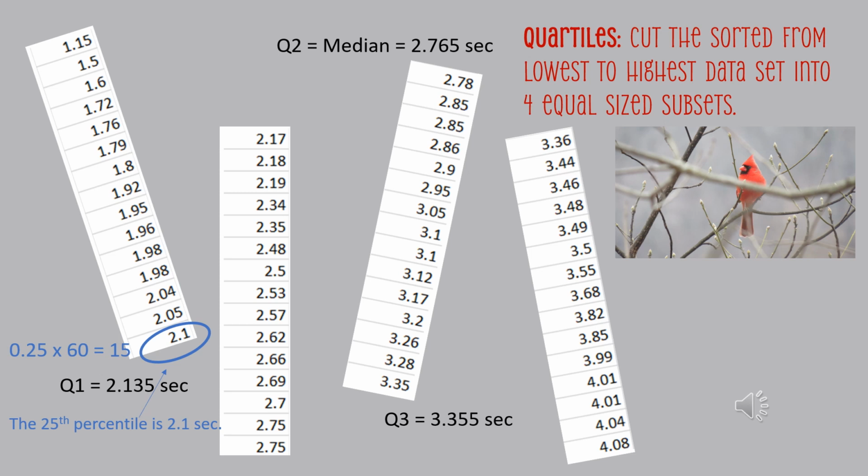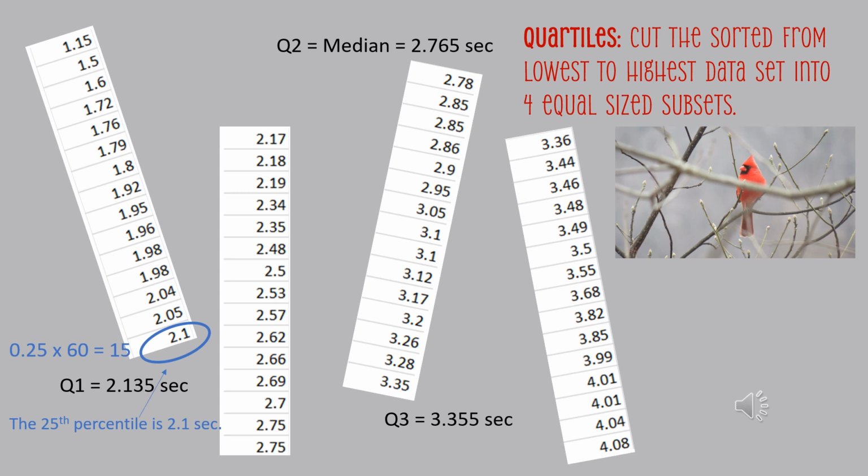The 25th percentile and the first quartile also will be close, but slightly off from each other for most sets of data. In this case, 25% of 60 is 15, so the 15th value is the 25th percentile. 25% of the data falls at or below that value. But the first quartile was slightly more. It was halfway in between the 15th and 16th in order to cut the data into exactly 4 equal pieces.